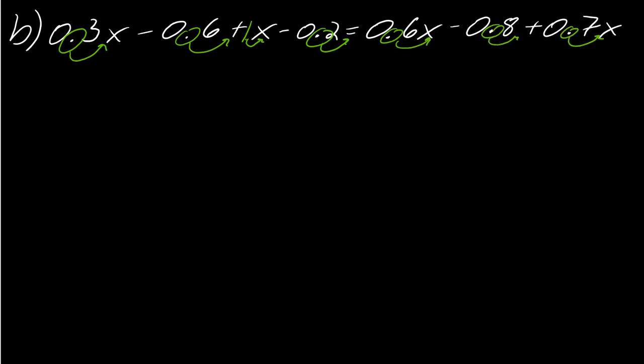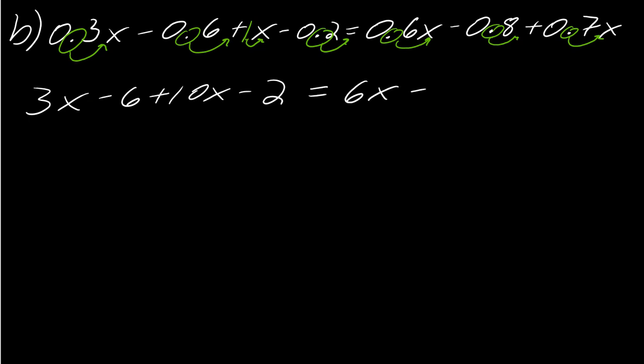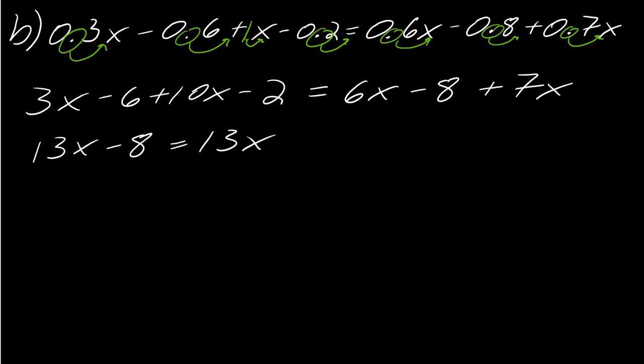So what does this become? This becomes 3x minus 6 plus 10x. This 1x is now 10x because I moved the decimal, minus 2 equals 6x minus 8 plus 7x. Okay, so now I've got 13x minus 8 equals 13x minus 8.